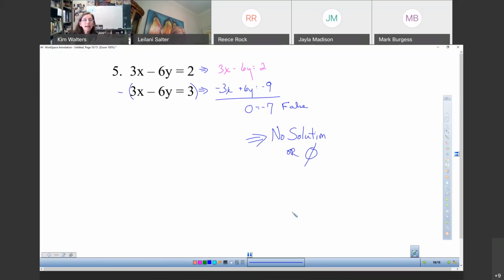Lovely. So if we eliminate everything on one side and we still have these numbers on the other side, as long as all of our x's and y's are gone, then we're either going to have no solution or infinite solutions. And if we end up with a false statement, it's going to be no solution because we can't have this. If we have a true statement, then we'll have infinite solutions. Excellent. Wonderful.